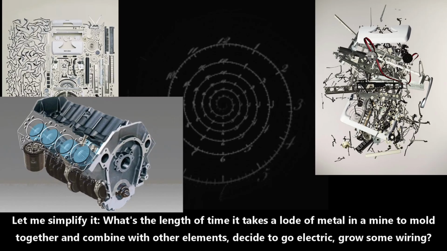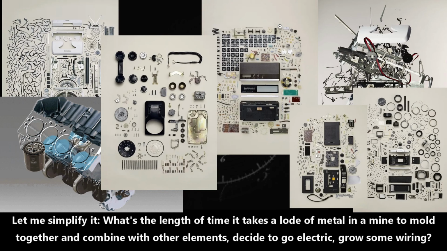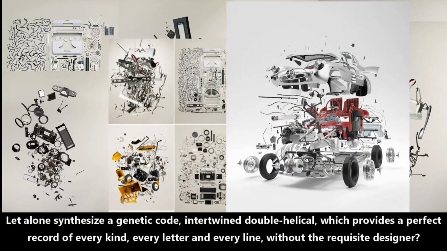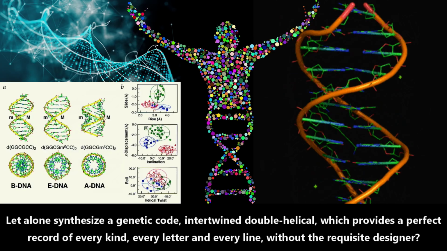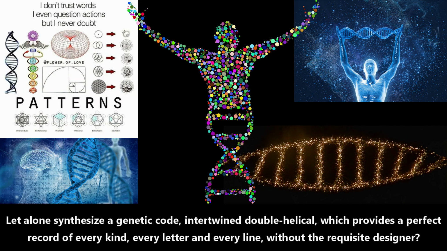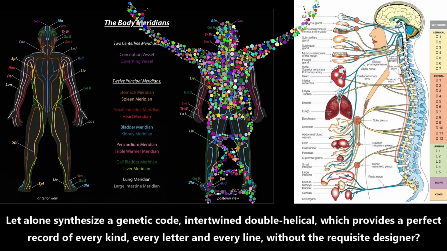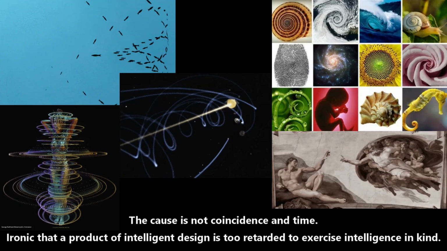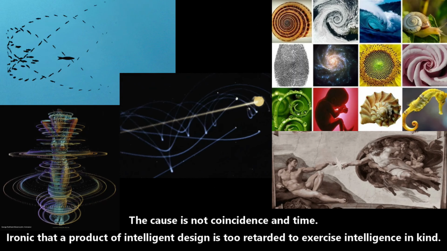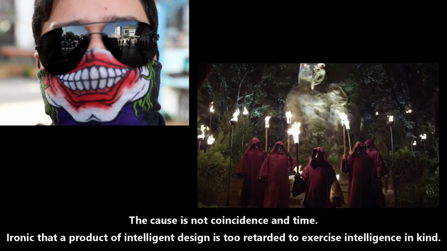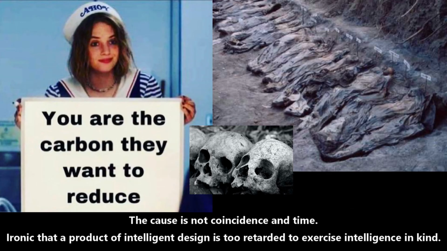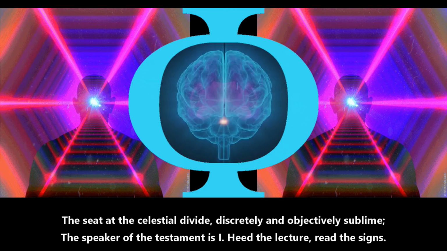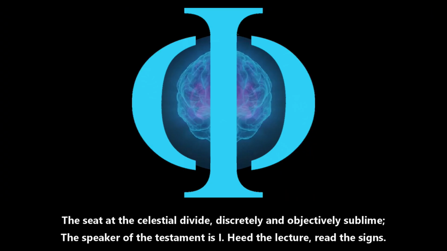What's the length of time it takes a load of metal in a mind to mold together and combine with other elements, decide to go electrical, some wiring, let alone synthesize a genetic code intertwined, double helical, which provides a perfect record of every kind, every letter and every line without the requisite designer. The cause is not coincidence in time. Ironic that a product of intelligent design is too retarded to exercise intelligence in kind. The seated, the celestial divide, discreetly and objectively sublime. The speaker of the testament is I.